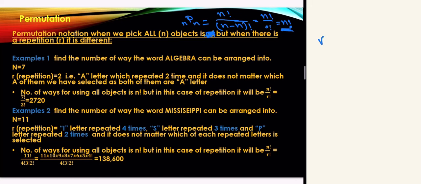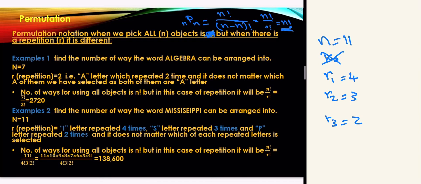So this is n equals 11. Here we are not picking, so there is no K because we are not picking anything. We are using all of them. So the only thing here we have is the repetition, which is R. I have 3 repetitions. Here R1 equals 4, which is the I letter. For the S letter, R2 equals 3. For R3, the third item which is repeated, P is repeated 2.